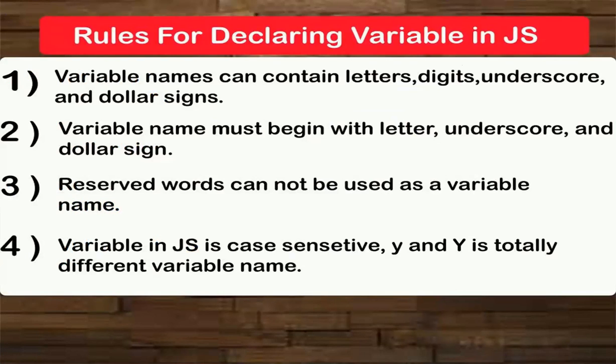Now let us see some rules which are used while creating variable in JavaScript. The first rule is variable names can contain letters, digits, underscore, and dollar sign. Second rule is variable name must begin with letter, underscore, or dollar sign. Variable name cannot be started by using number. Third rule is reserved words cannot be used as a variable name. And fourth rule is variable in JS is case sensitive. Lowercase y and uppercase Y are totally different variable names.